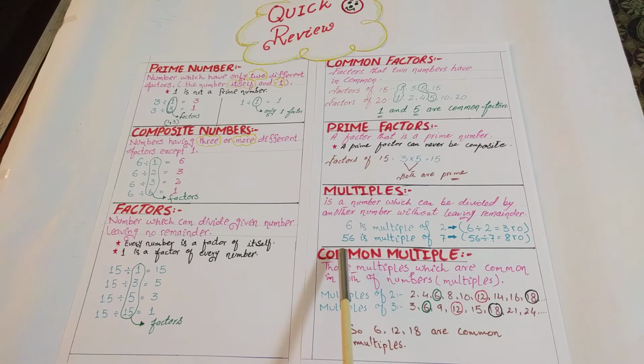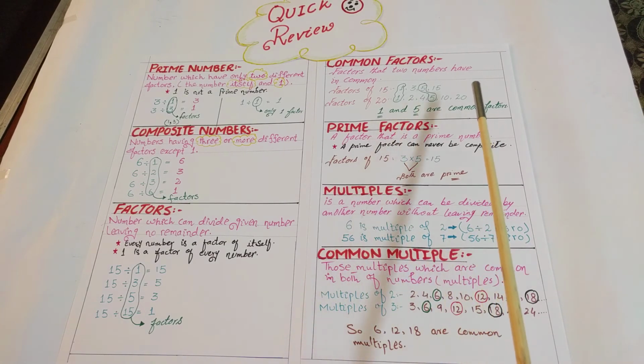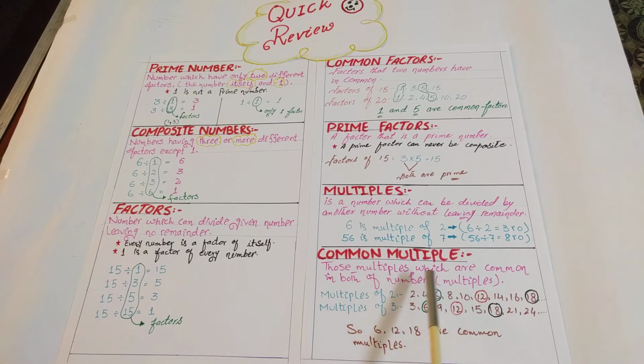Last one is common multiple. Like a common factor, there is a common multiple. Those multiples which are common in both numbers are called common multiples. If we are finding the multiples of different numbers, and there are any multiples which are common in all of them, then those multiples are called common multiples.